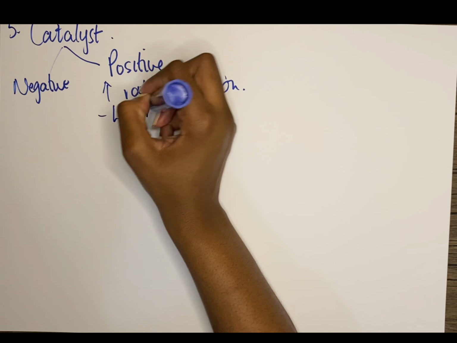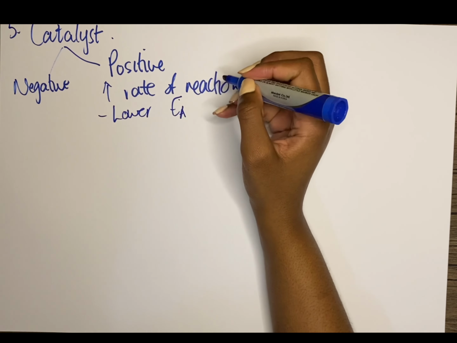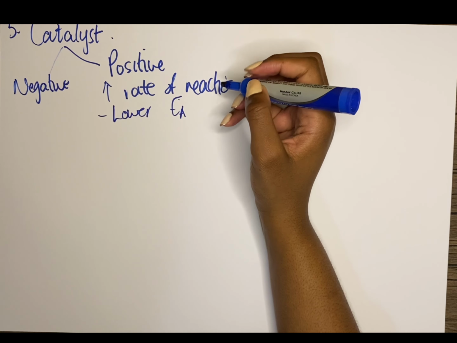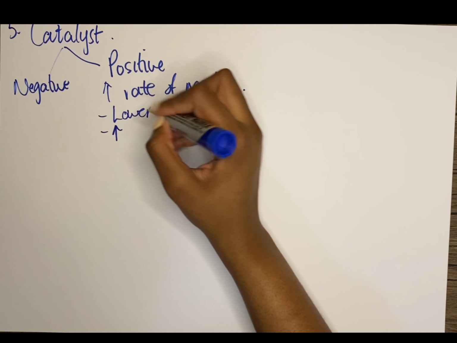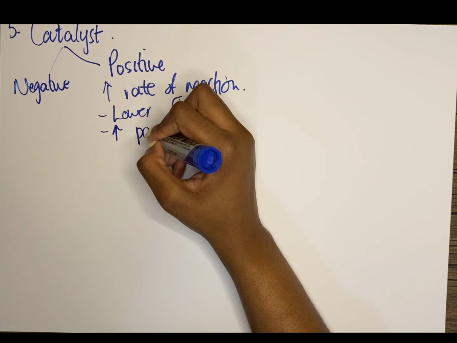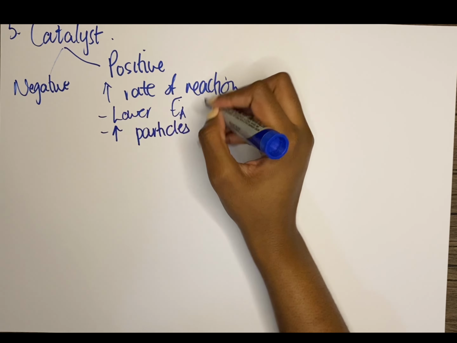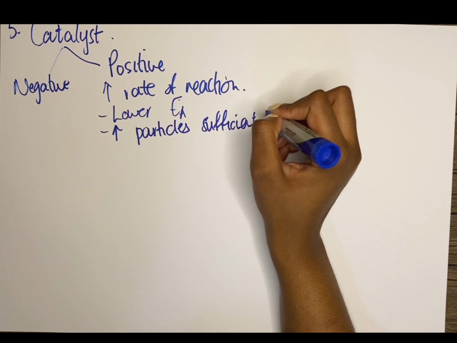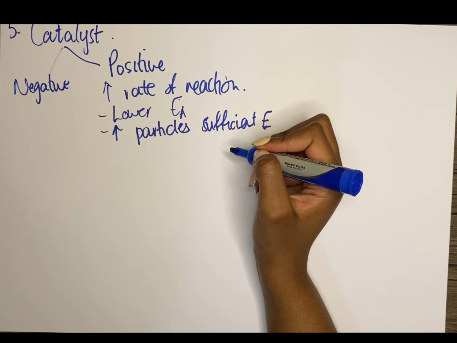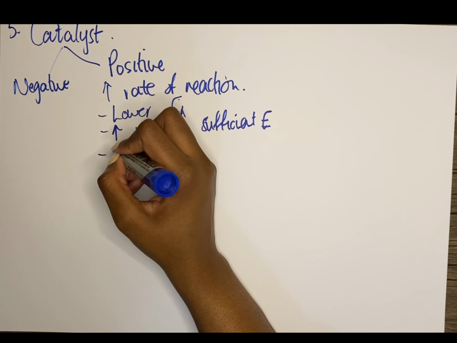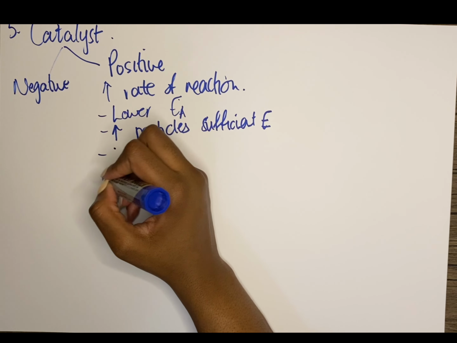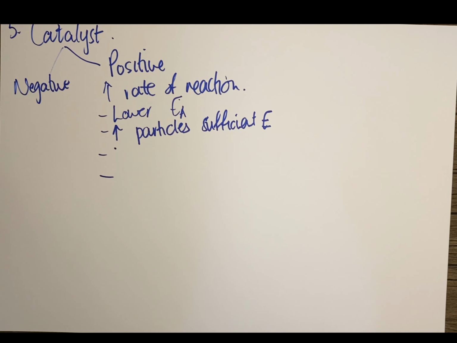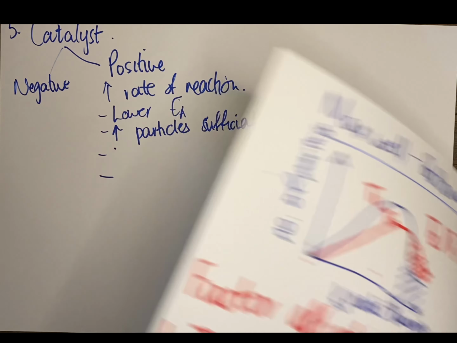So what a positive catalyst is going to do is lower the activation energy, right? Which means more particles will have sufficient energy, right? And then that means there's going to be more effective collisions per unit time and a higher rate of reaction, right? So from those graphs that we have done, let's look back at this one.